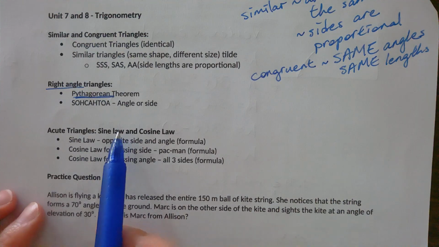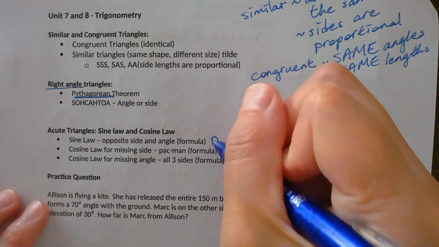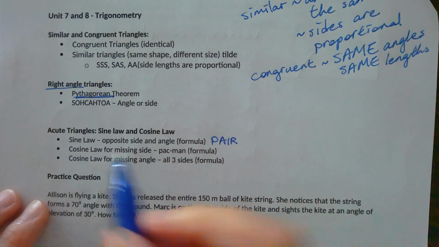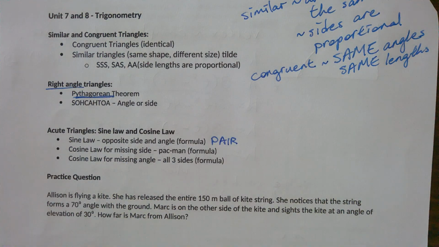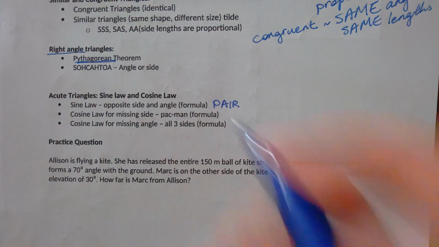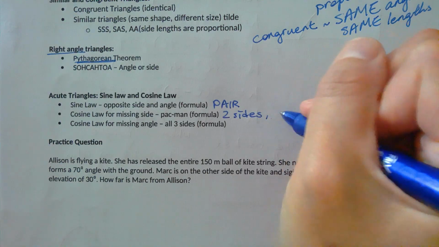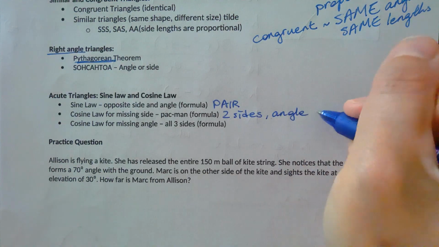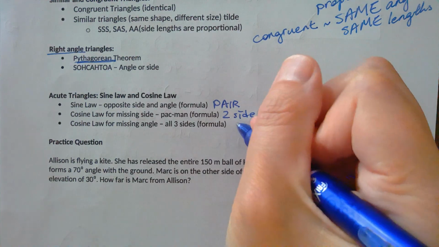You've seen this question on the test. When can you use sine law? When you are given a pair. Okay. And when can you use cosine law? When you're given all three sides, or when you're given two sides and the angle in between. Okay. Two sides, angle in between. Okay.